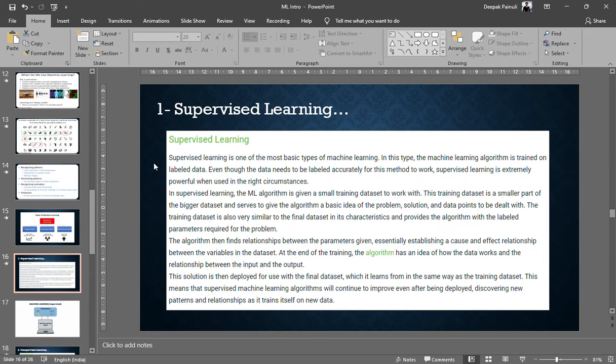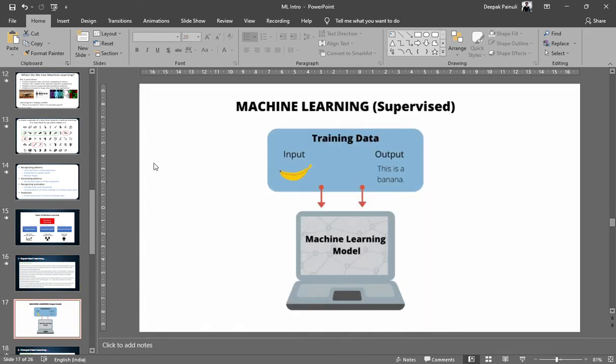In the first part, as we already discussed, supervised machine learning needs labeled data. In the GIF in the presentation, you can see we are giving the training data, the images and the corresponding output. In this case we are giving images of banana and saying that this is banana. After learning, whenever we give a new input of any banana shape, it will simply predict that this is banana.